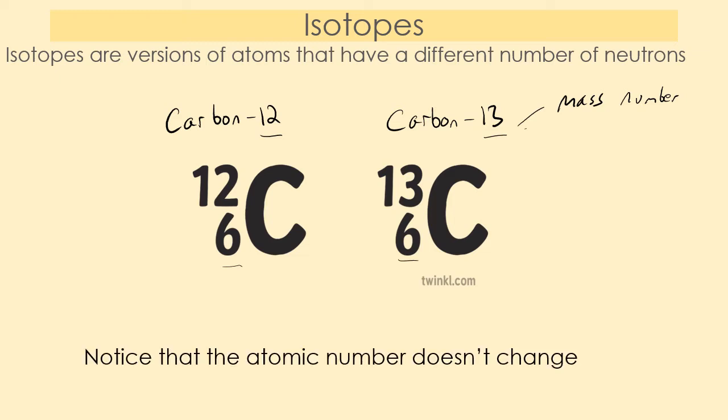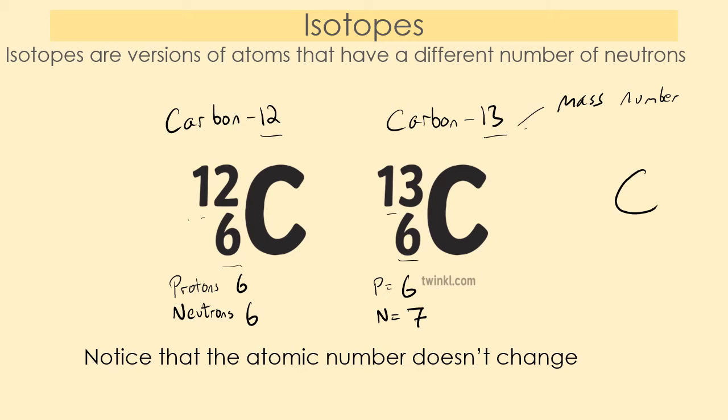And you'll notice here the atomic number stays the same. So if we look at the number of protons and neutrons, we're not too fussed about the electrons at the moment, I know you can do that. The number of protons we've got for carbon 12 is 6. The number of neutrons is the mass number take away the atomic number, and that gives us 6. For carbon 13, we have 6 protons still. And our neutrons, the mass number take away the atomic number, gives us 7.